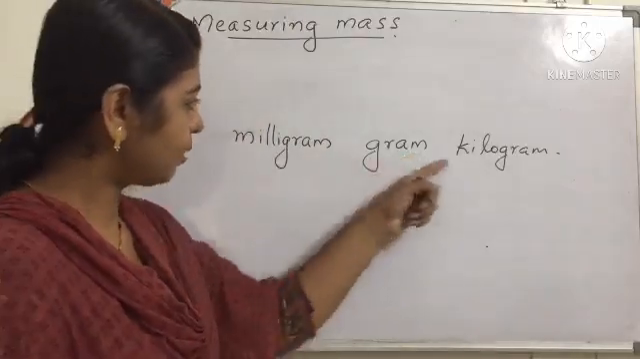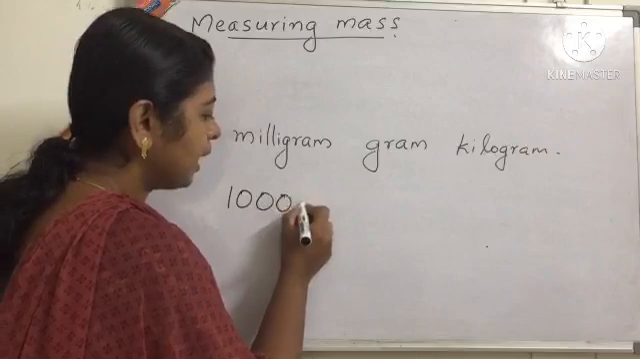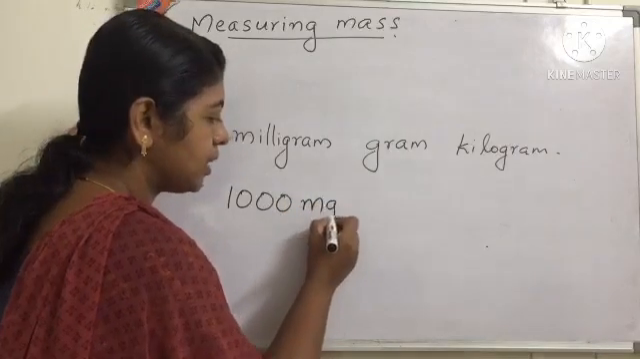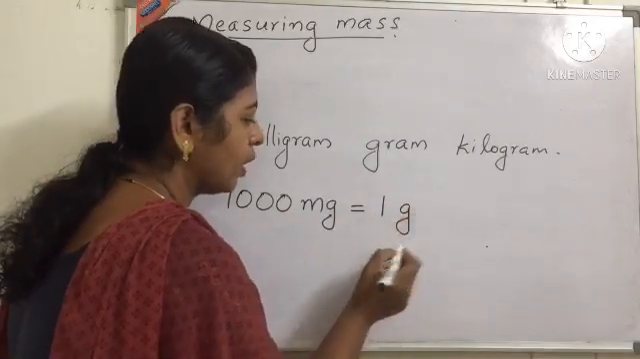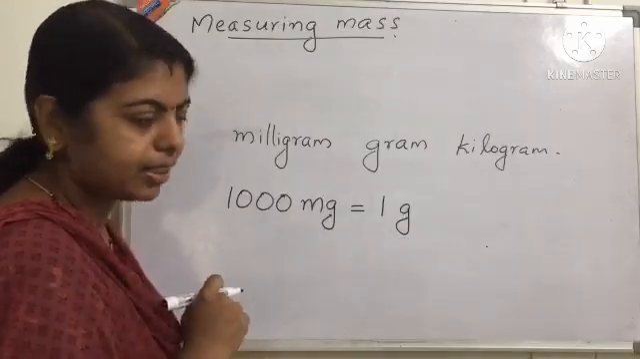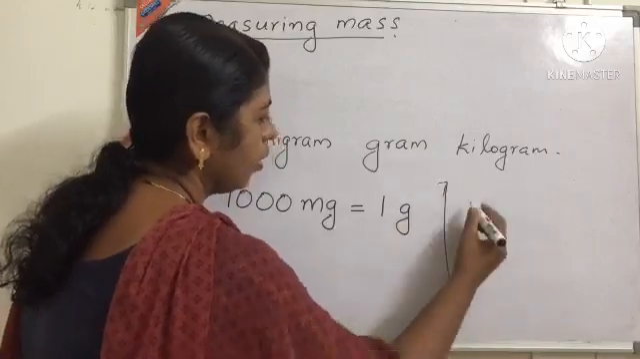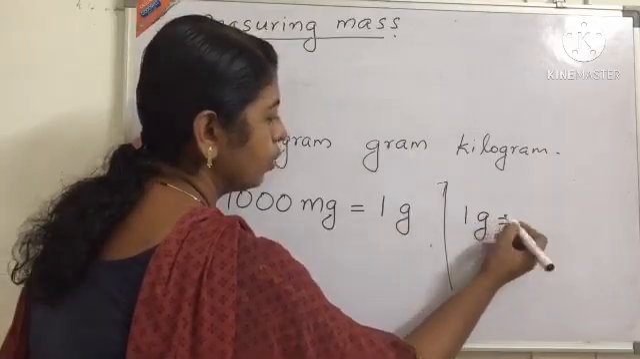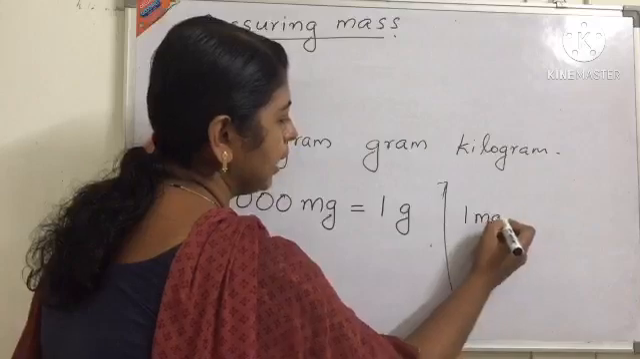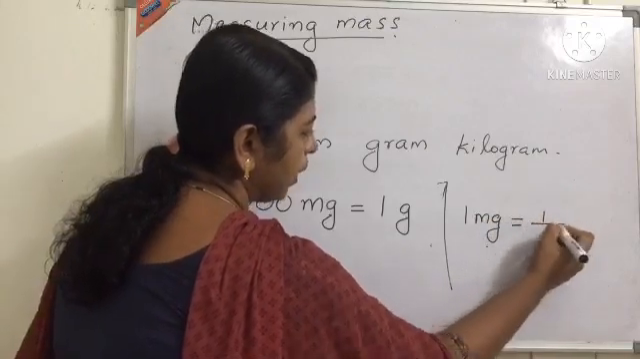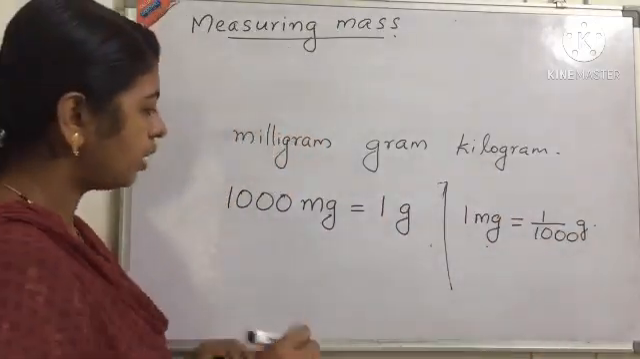Then what is the relation between these all? So 1000 milligram, milligram in short we will write mg. Okay, 1000 milligram makes 1 gram. Okay, in short we can write small letter g. Okay, then from this we can write 1 milligram equal to 1 by 1000 gram.